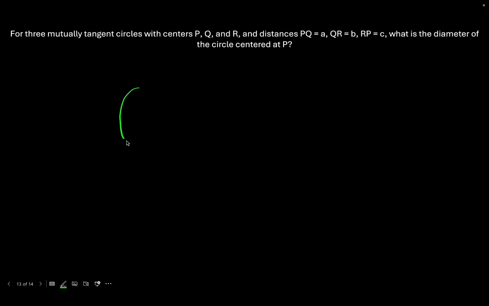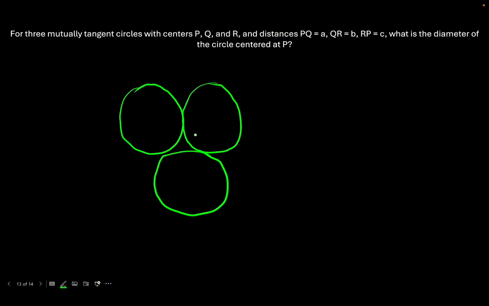So for example, this is one circle, this is another circle, and this is another circle. They are all mutually tangent, so they are connected. This is, for example, the P-centered circle, this is the Q-centered circle, this is the R-centered circle.